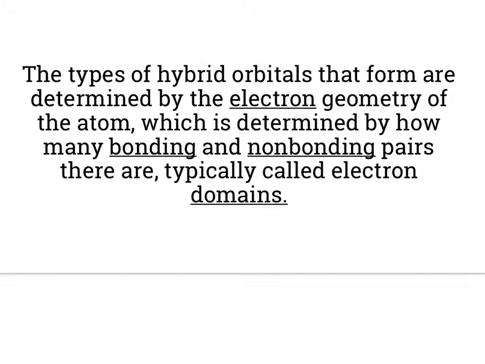The types of hybrid orbitals that form are determined by the electron geometry of the atom, and that is determined by how many bonding and non-bonding pairs there are. Again, we typically call those electron domains. So our hybridization is defined by the electron domains, which means that we don't count double bonds as multiple domains. So if we had a carbon with a double bond and a lone pair, that is 3 domains, not 4. That's our main reminder. So we'd have 1, 2, 3.